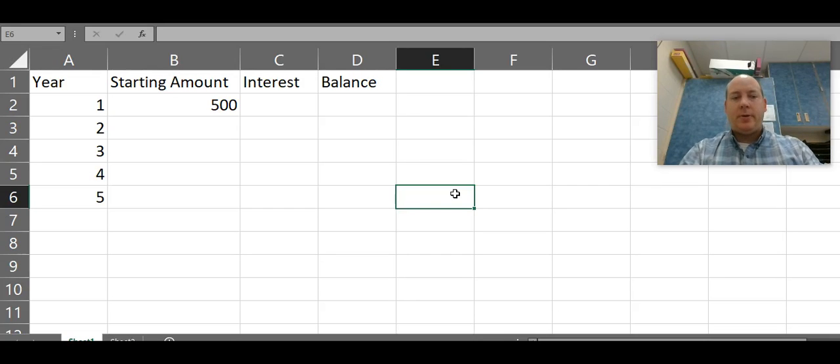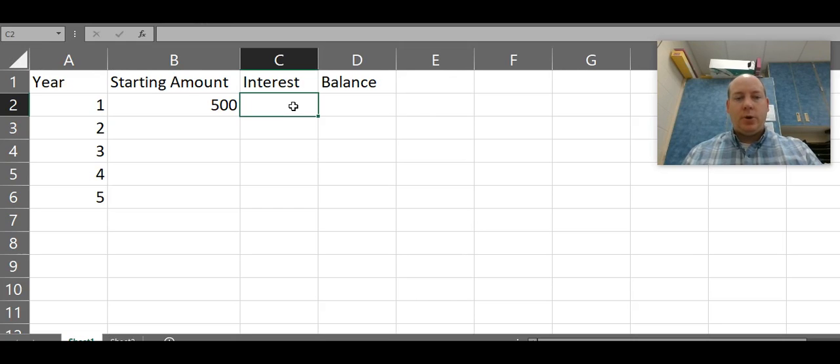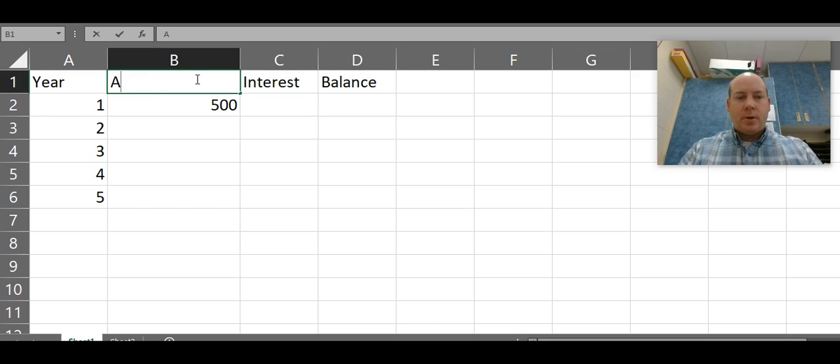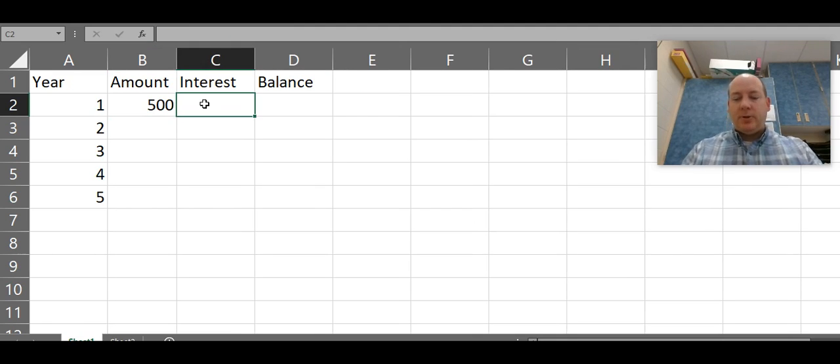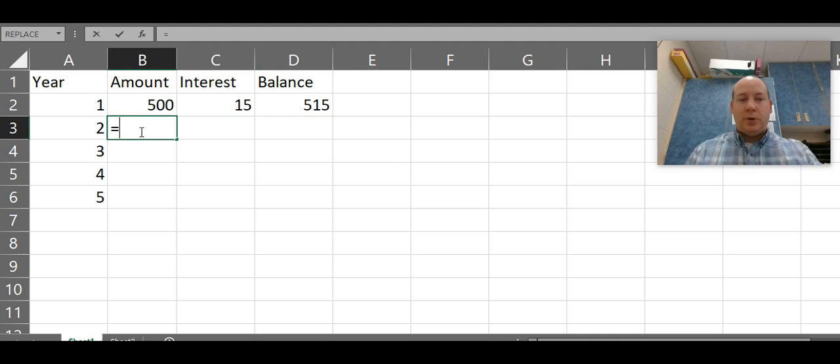So with compound interest, what happens is you get interest on your new amount. Let me change the wording. I'll just call this amount here. So I have $500. Again, I'm still getting 3%. So I'm going to tell my program here to do 0.03 times this amount. Okay, so my balance would be those two things added together. So at the end of the first year, I would have, add those together, $515.